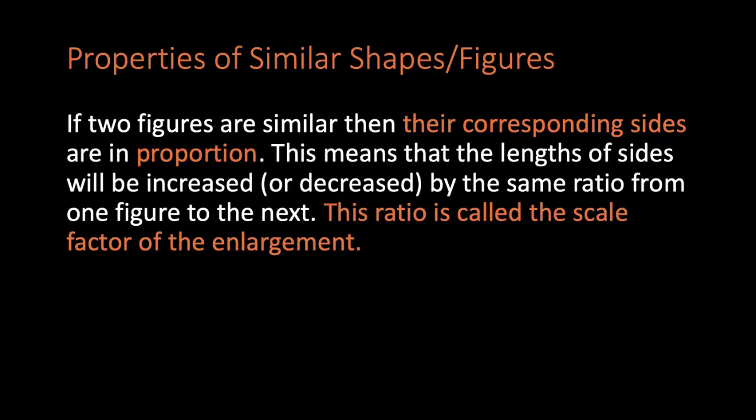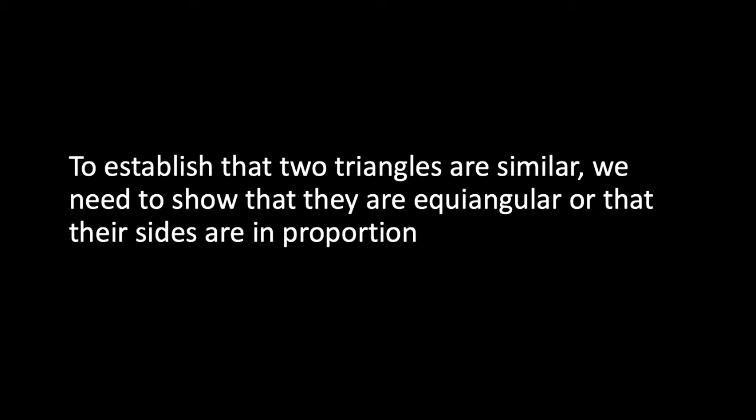Okay, now the properties of similar triangles and similar shapes. If two figures are similar, then the corresponding sides are in proportion. This means that the lengths of the sides will be increased or decreased by the same ratio. To establish that two triangles are similar, we need to show that they are equiangular or the corresponding sides are in the same proportion.